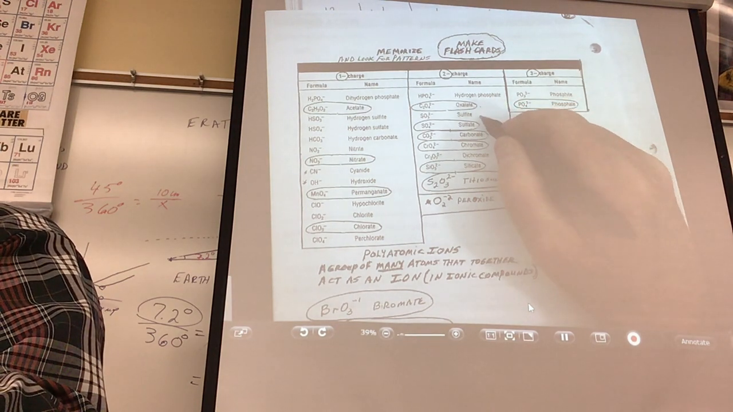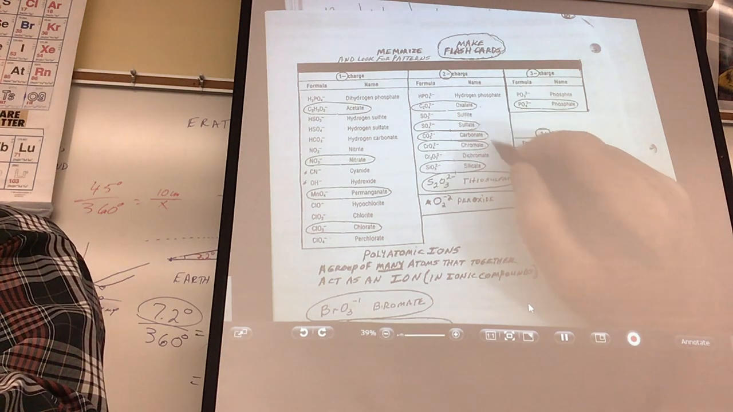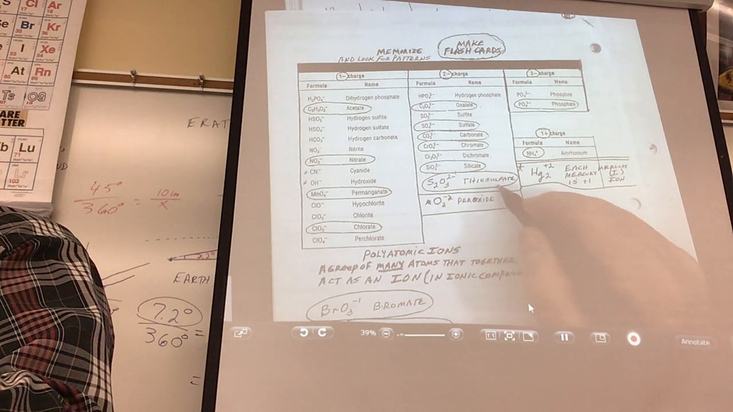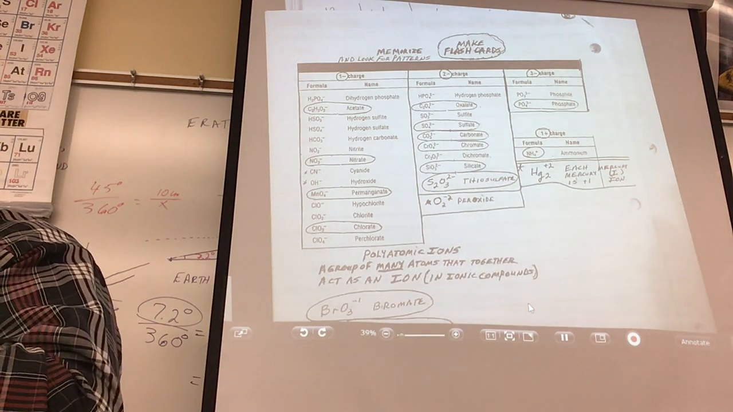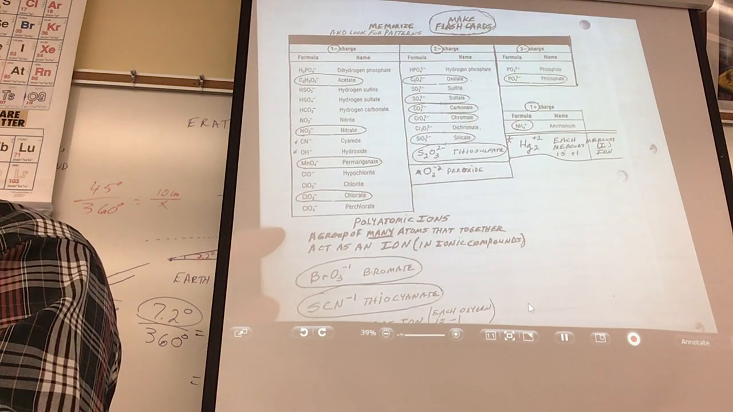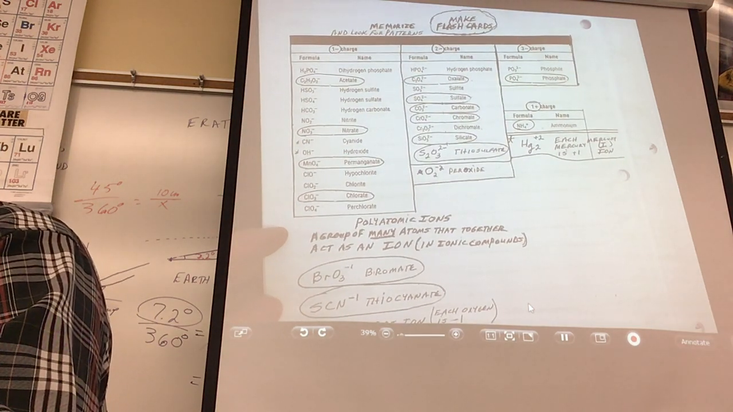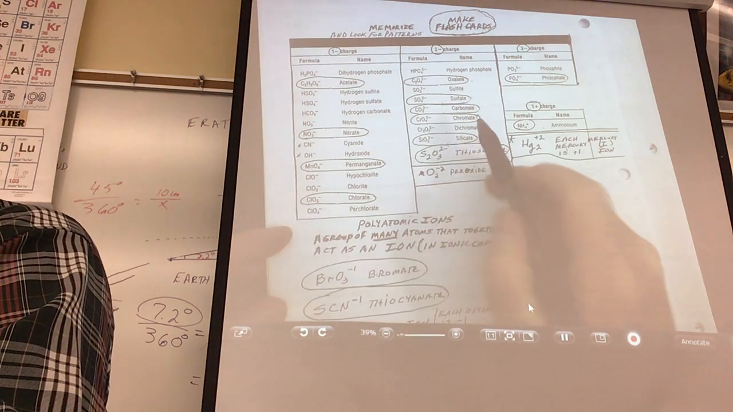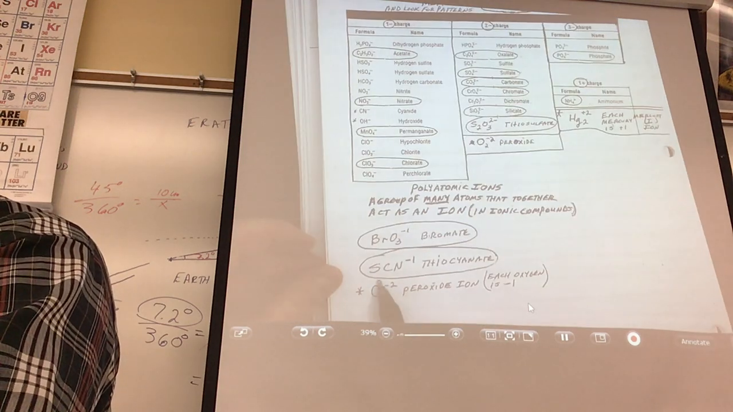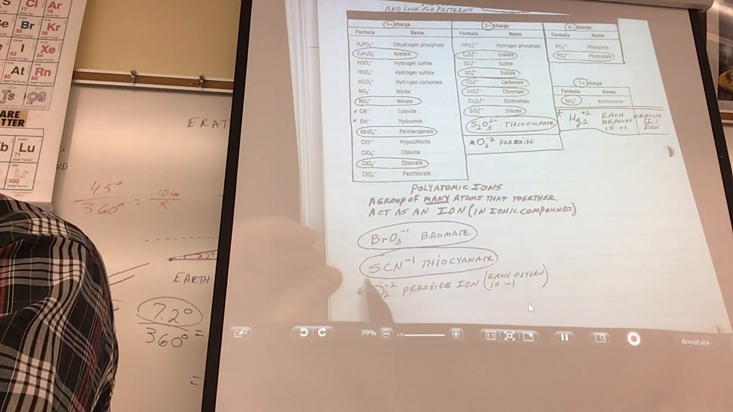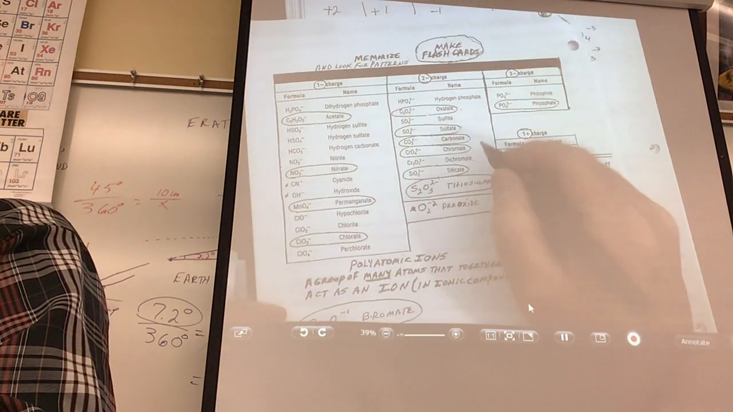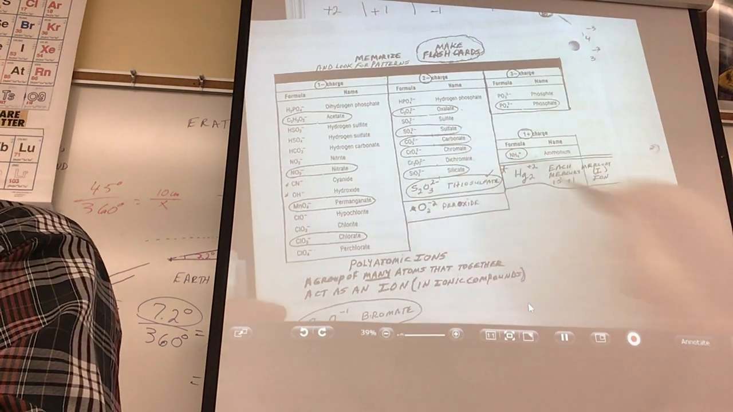Oxalate you got, sulfite, sulfate, carbonate, chromate, dichromate, silicate, and this is a new one for this year, thiosulfate. So thiosulfate, for whatever reason, the thio has to do with sulfur. I don't know exactly why, but notice that thiosulfate has sulfur in it, and so does thiocyanate. It has sulfur in it, doesn't it?